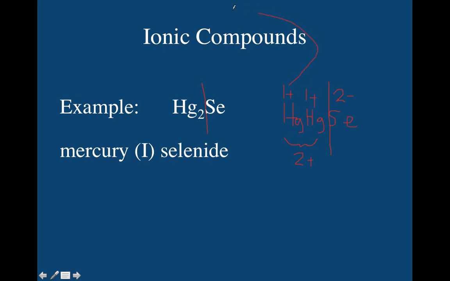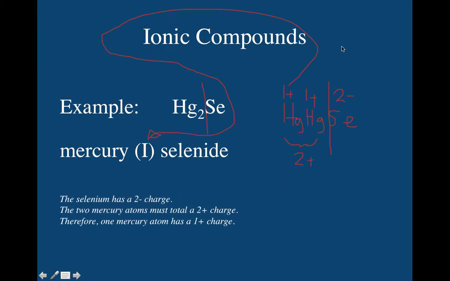And so then I carefully take that 1 and I put the charge on the mercury like so. So that's my fast way of showing it. And here would be the English way of showing it, where you write it out in 3 sentences. Selenium has a 2- charge. The 2 mercury atoms have a total of a 2+ charge, so each mercury has a 1+ charge. I prefer this way.